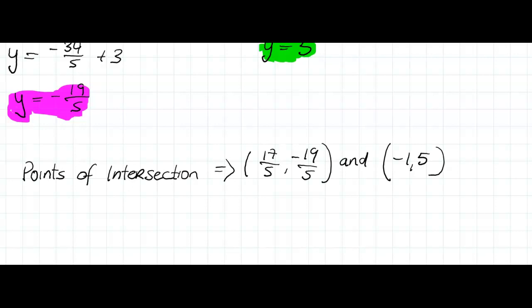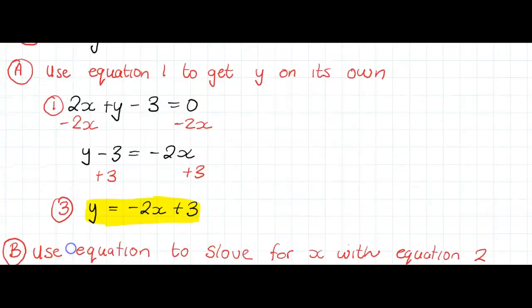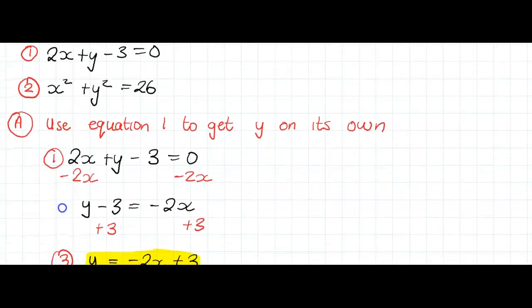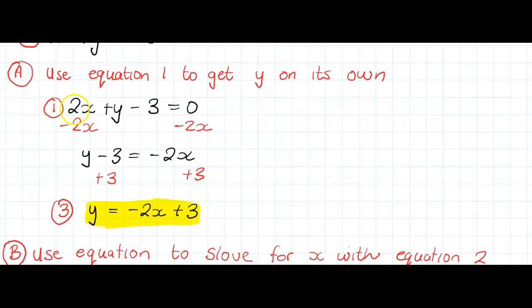Okay, and that's it. So looking back there, what did we do? We were given our two equations, we wrote them out. Then we used the first equation, or the line equation, so the one with no x squareds. We used that to solve what y is equal to. So we rewrote the equation and got y on its own, and we called that equation 3.